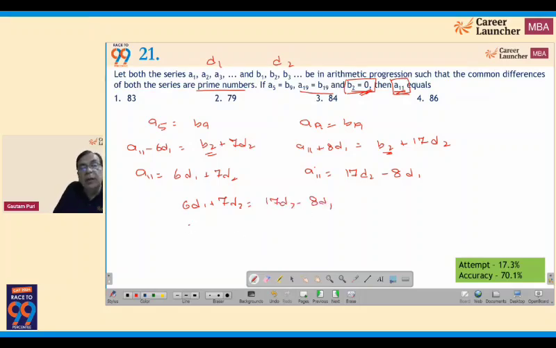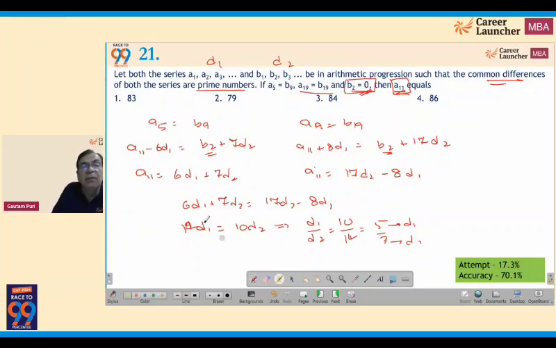So if you take it to the other side, 14D1 is equal to 10D2, which implies D1 upon D2 is equal to 10 by 14, which is equal to 5 by 7. The common differences are prime numbers only. That means 5 has to be D1 and 7 has to be D2. What do we need to find? A11. What is A11 equal to?